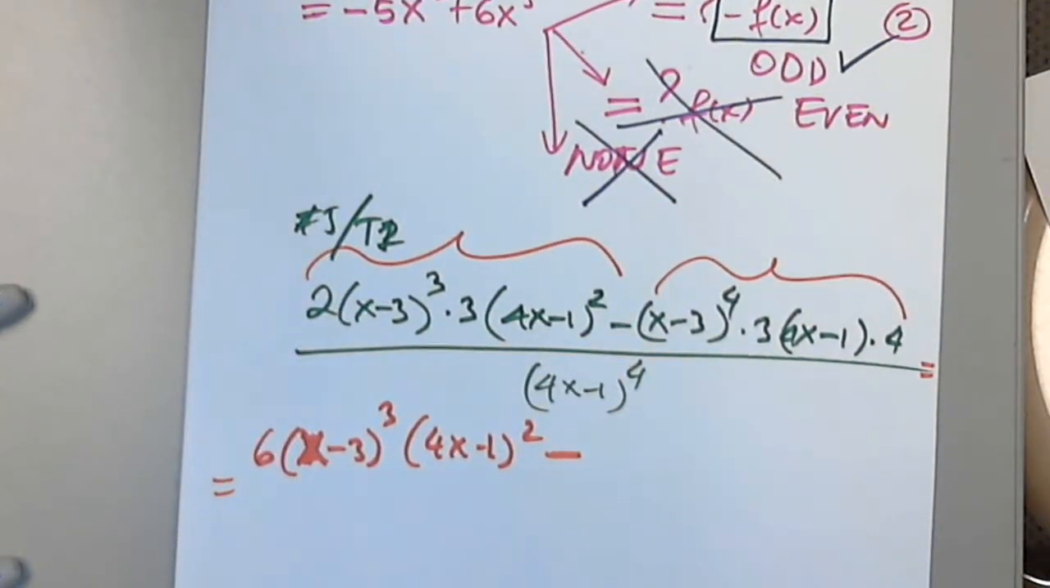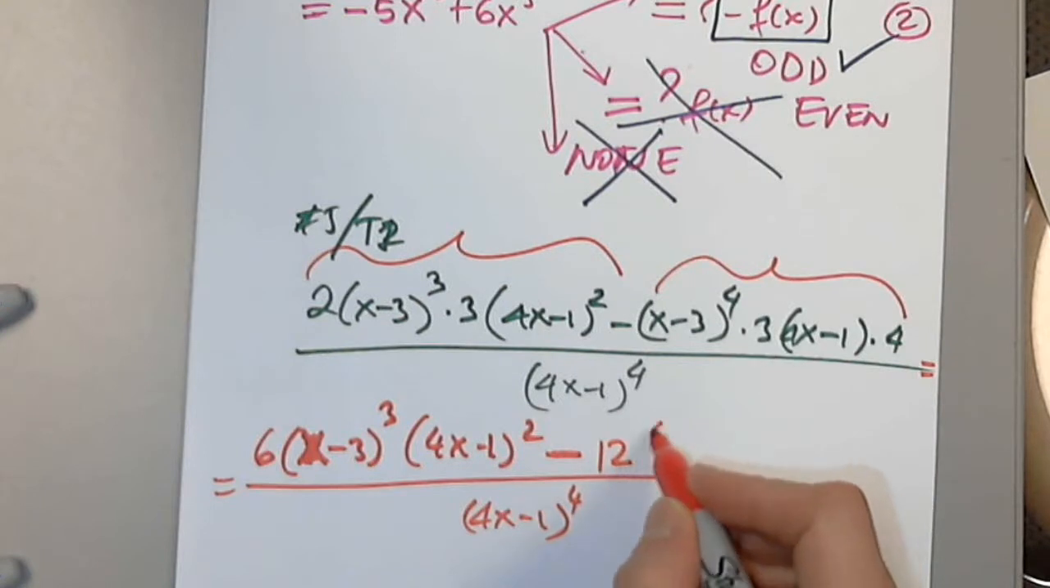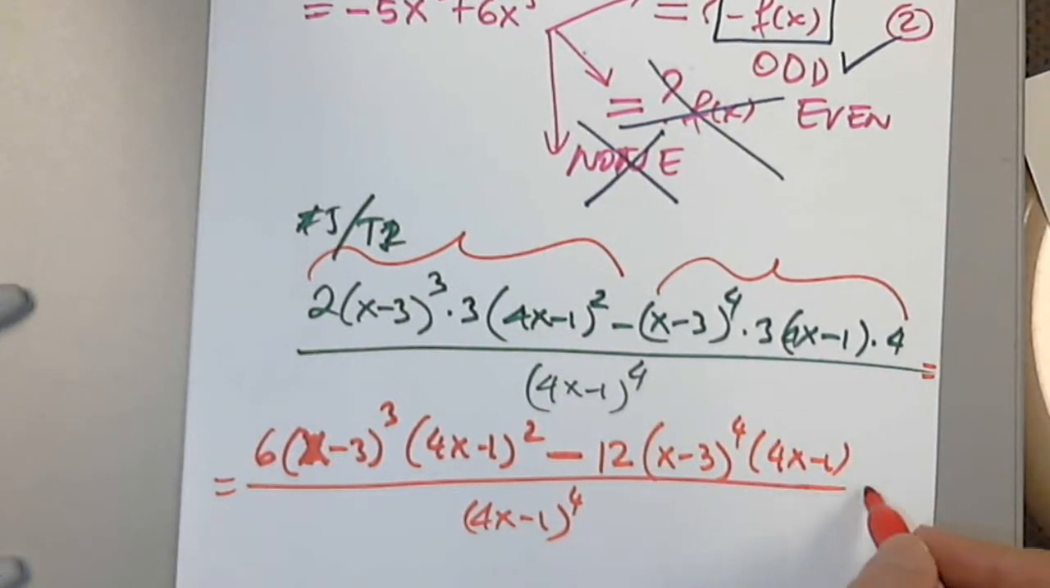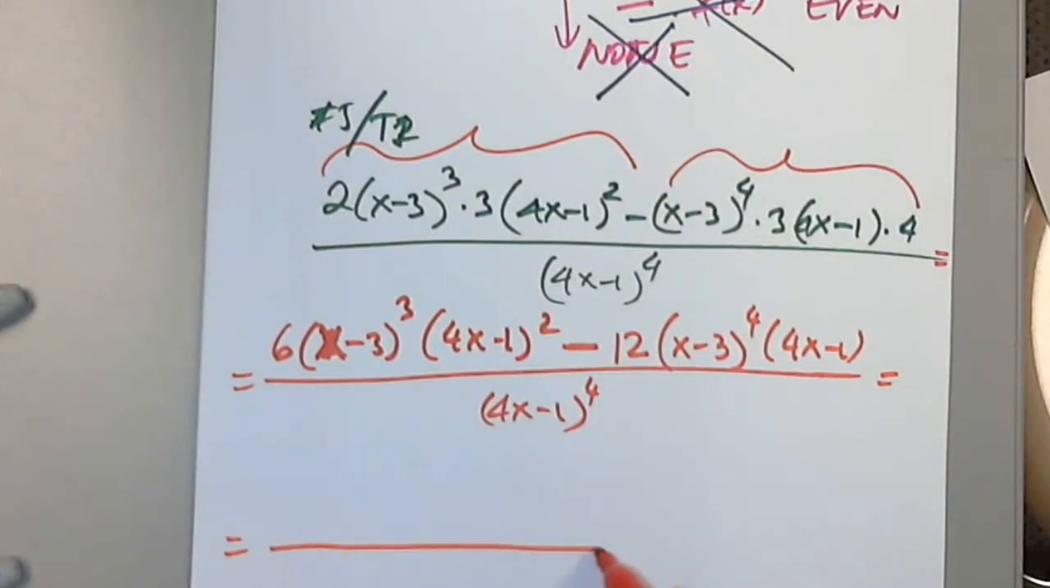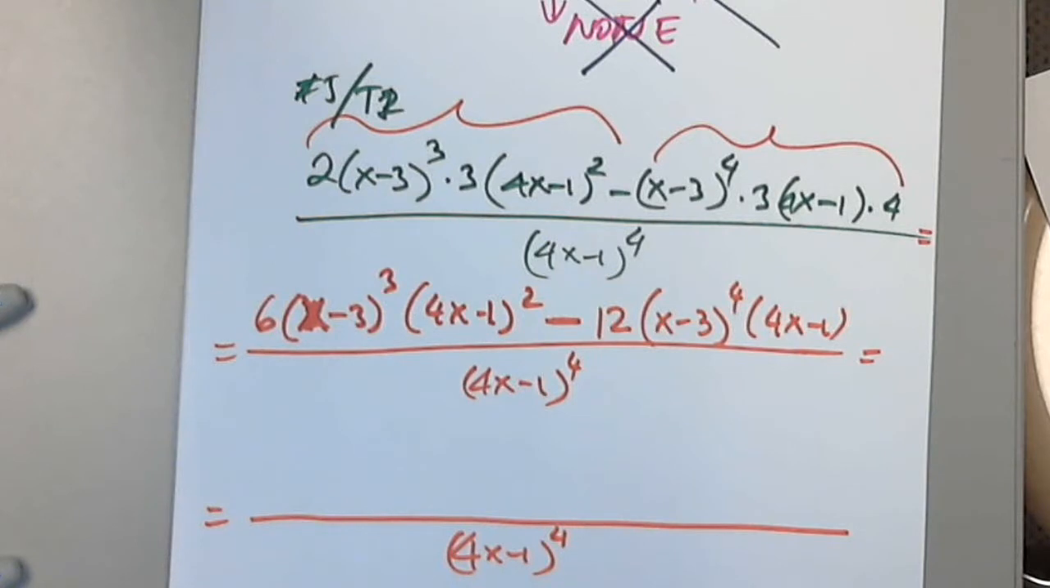Can anyone tell me how to clean up the second one? How to simplify? If you don't like the words, clean up. 3 and 4, giving you 12. Very good. And then x minus 3 to the 4th, and then 4x minus 1. Perfect. Now I'm back to those 2 terms, and I look carefully and try to find the greatest common factor.